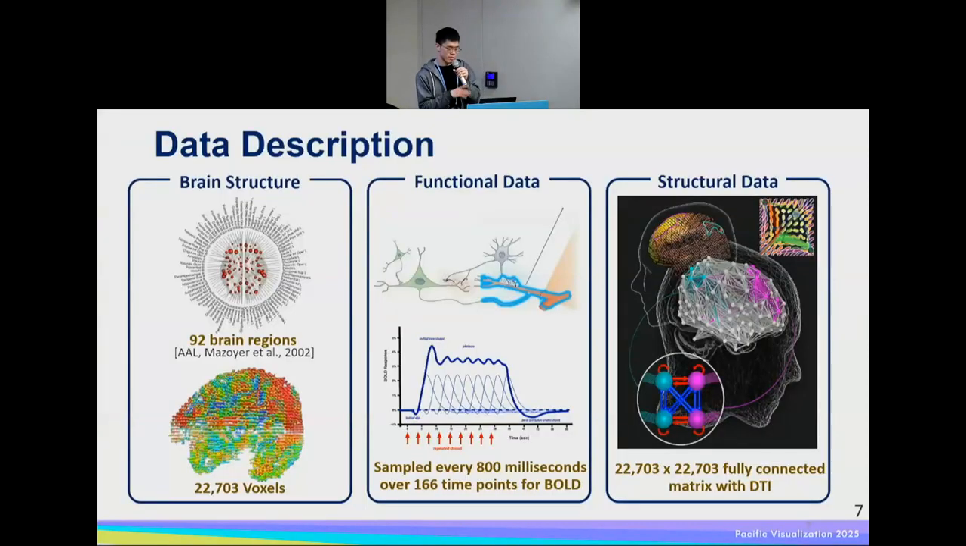Okay, next we have a quick data description. In the brain structure, we use the AAL atlas to split the brain into 92 regions, excluding the cerebellum, which is in the back, which gives us a total of 22,000 voxels. For the functional data, we have both biological brain and DTB data, sampling the resting state BOLD signal every 800 milliseconds over 166 time points. For structural data, we generated a fully connected DTI matrix across all voxels.